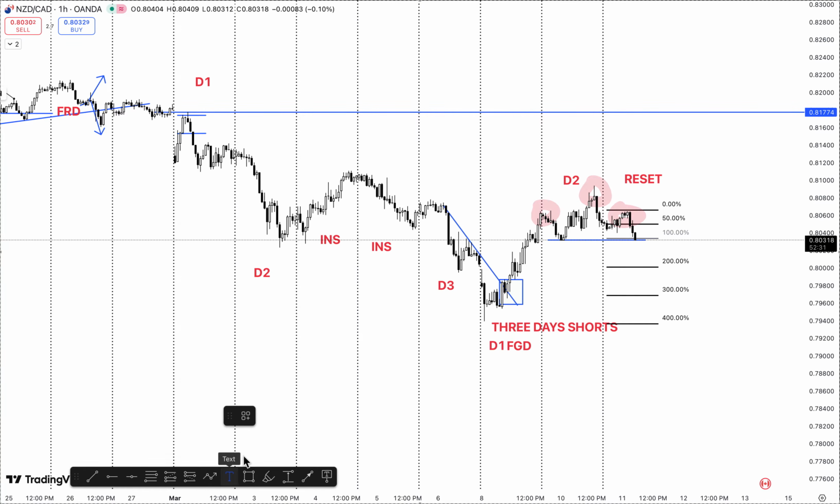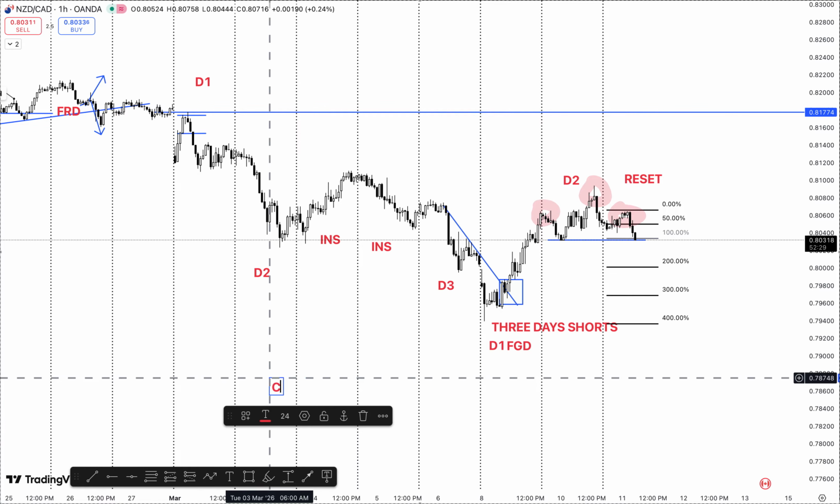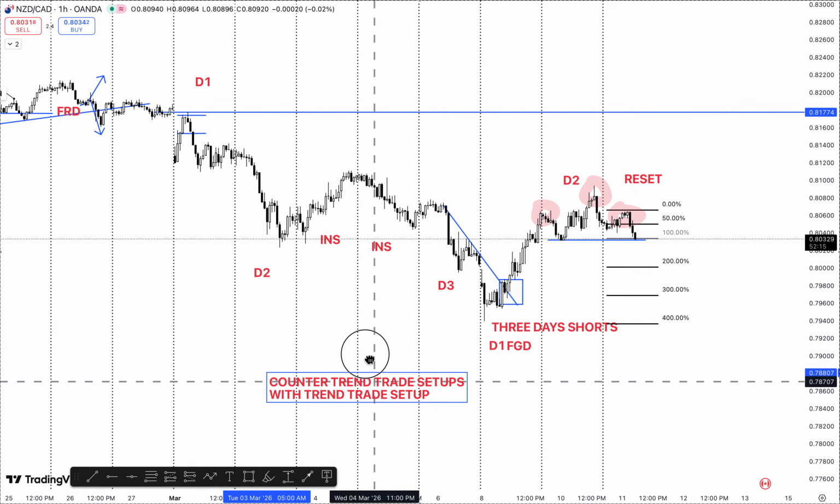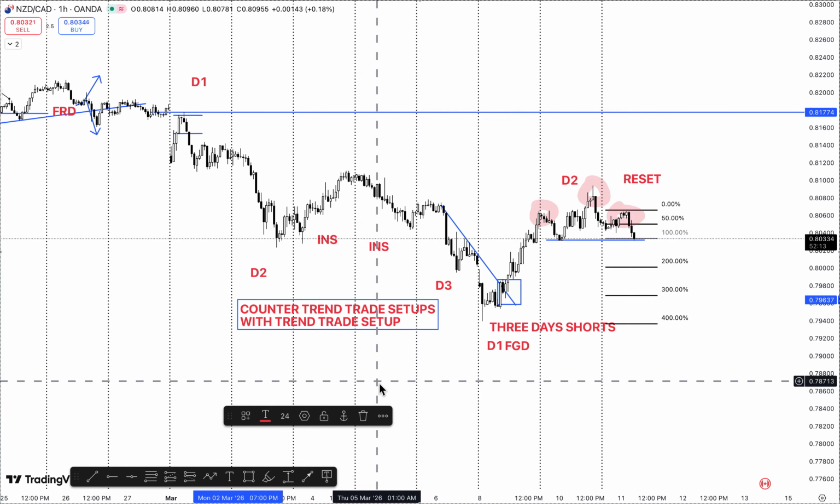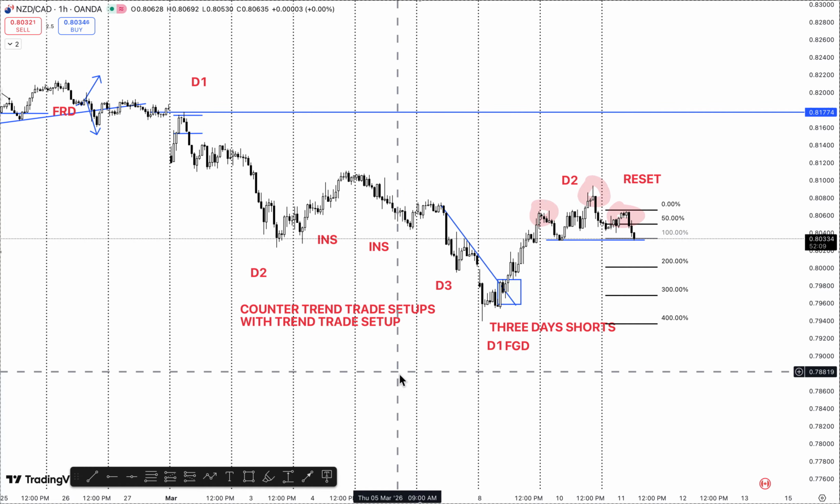We have two types of trade setups: counter trend and with trend. We have counter trend trade setups and we have with trend trade setups. Now, understanding this, at a point a market will reverse and at a point the market will continue a trend.